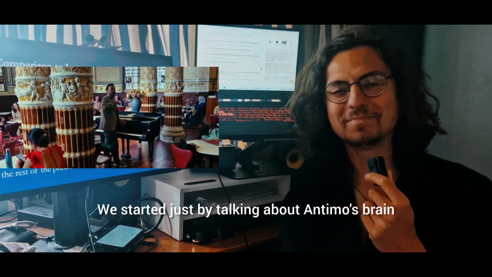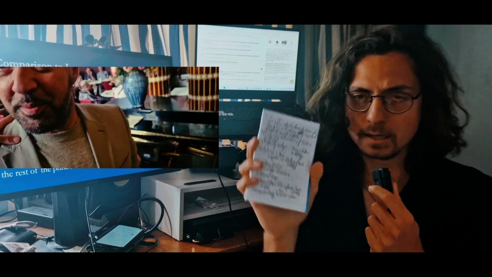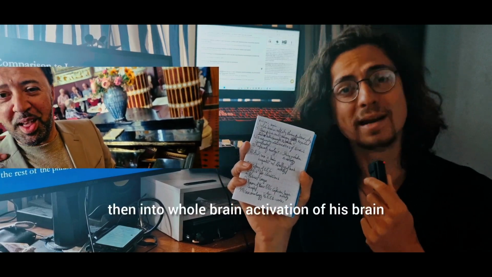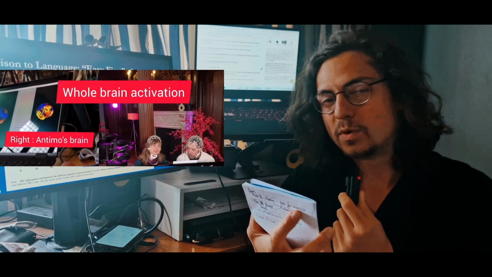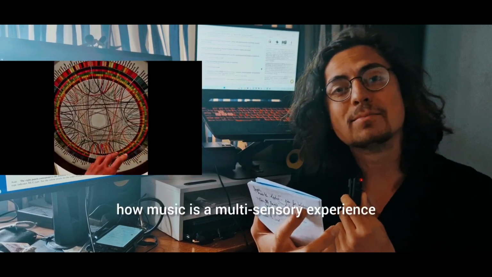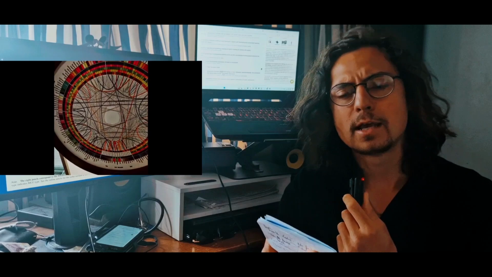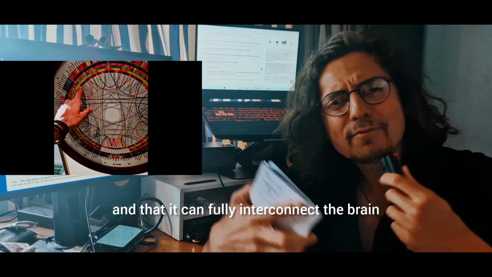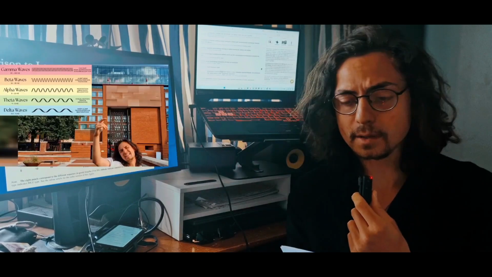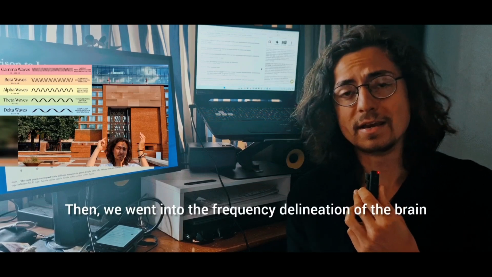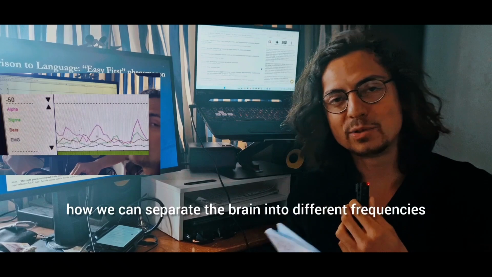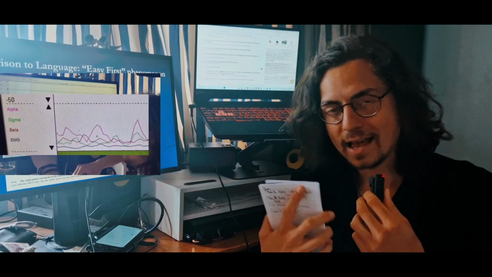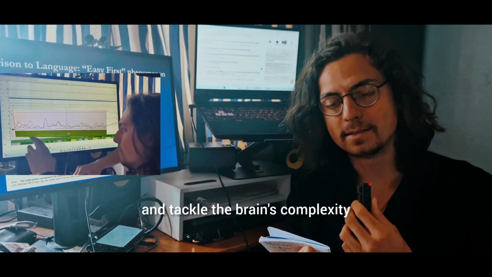We started just by talking about Antimo's brain, then into whole brain activation of his brain while he was playing. We then talked about how music is a multi-sensory experience and that it can fully interconnect the brain. And then we went into the frequency delineation of the brain, how we can separate the brain into different frequencies and tackle the brain's complexity.